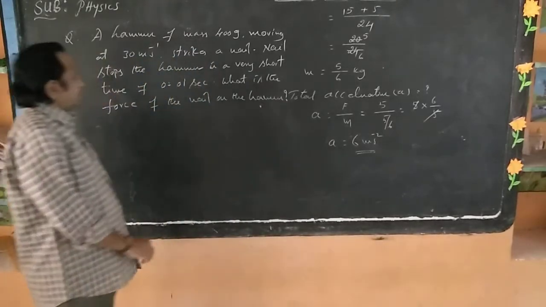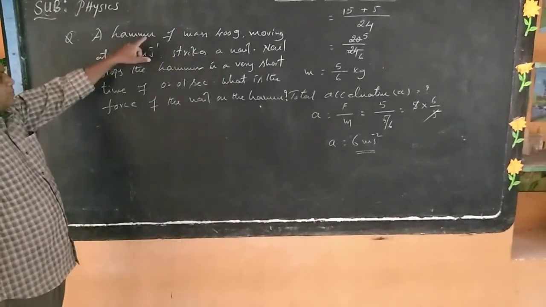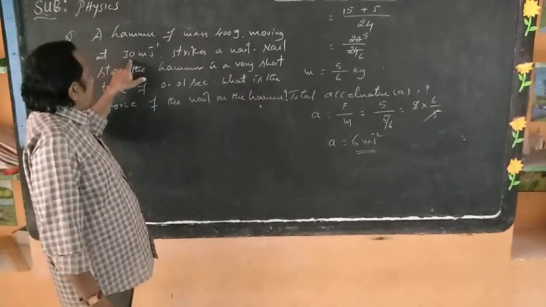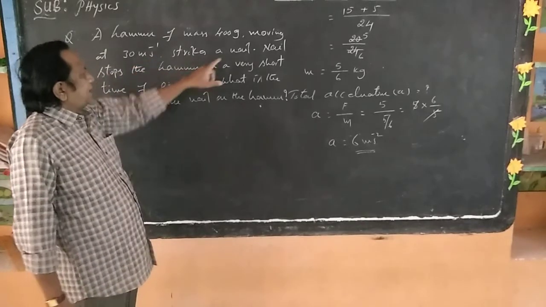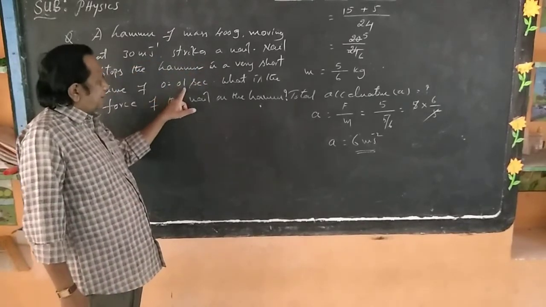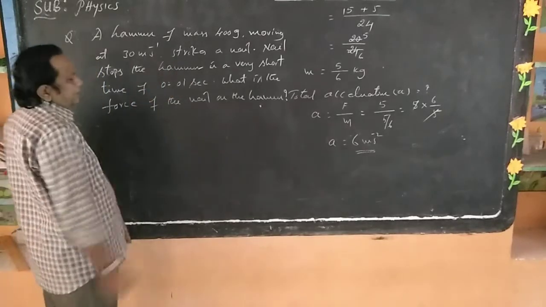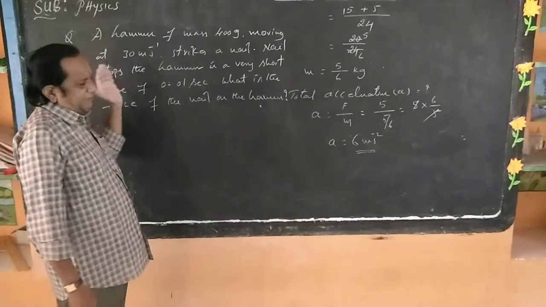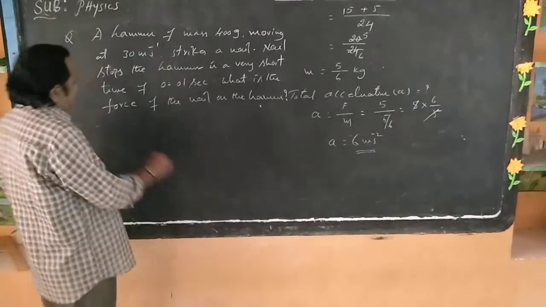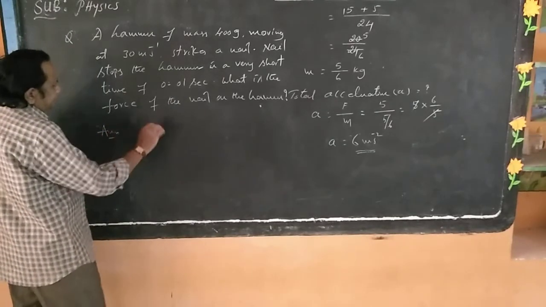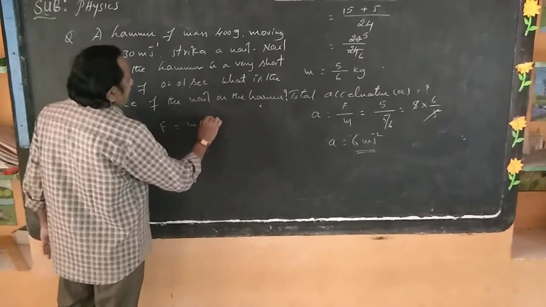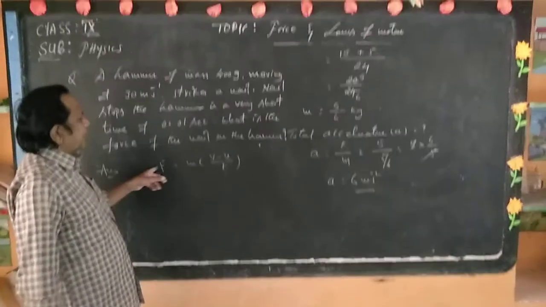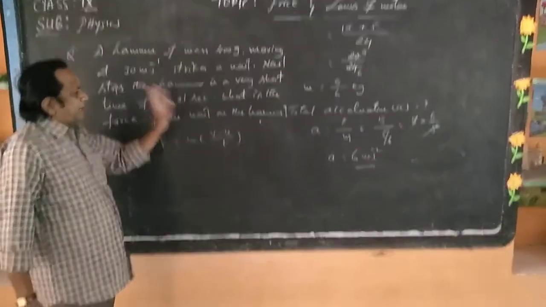This is the question. Here, mass is given in grams, so convert that into kilograms. Initial velocity is given as 30 meter per second, and the time taken is 0.01 second. The final velocity, when it stops the hammer, is 0. That means the frictional force will be X. Therefore, the final velocity is taken as 0. Then all this is applied in the formula F is equal to m into V minus U by T. Then we get the force acting on the hammer by the nail.